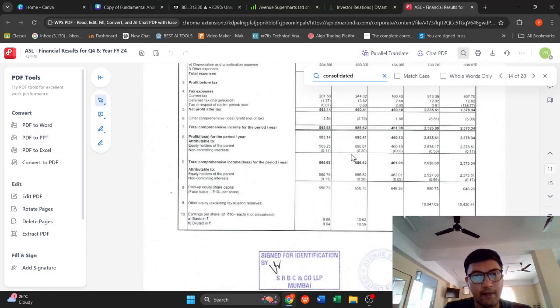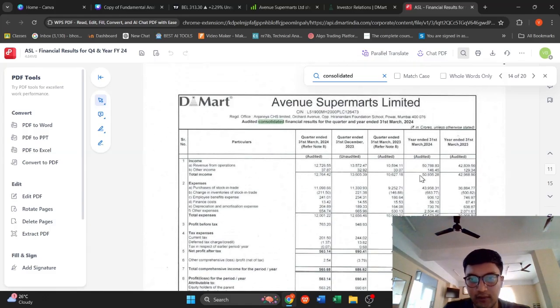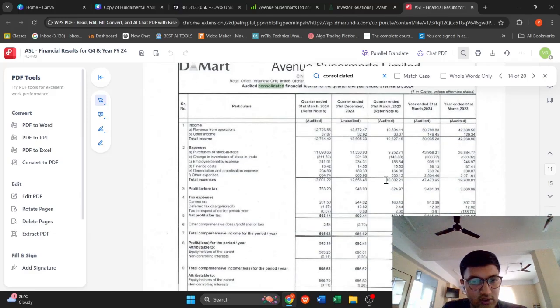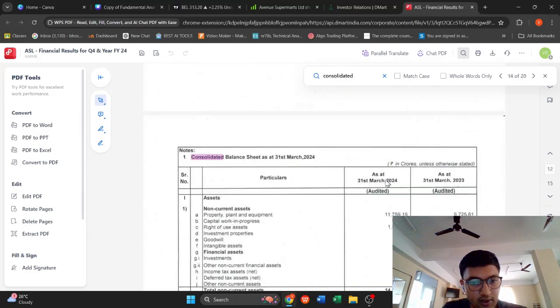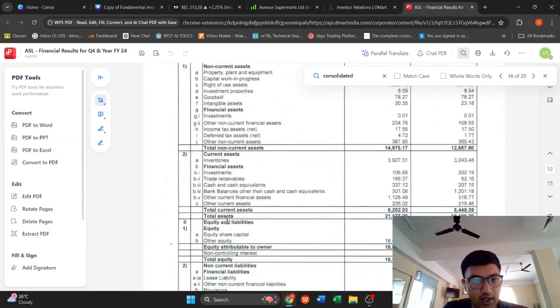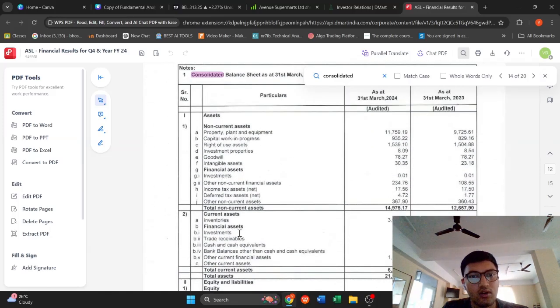And you can see the revenue from operations of DMart in 2023 was like 42,000 crore rupees, and now it's like 50,000 some crore rupees. And what I was explaining to you right here was the balance sheet, right? So assets will be on the top and the liabilities will be at the bottom.